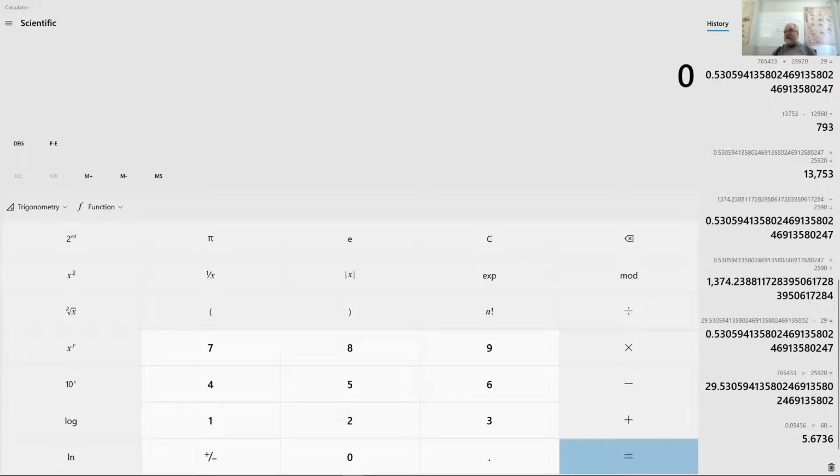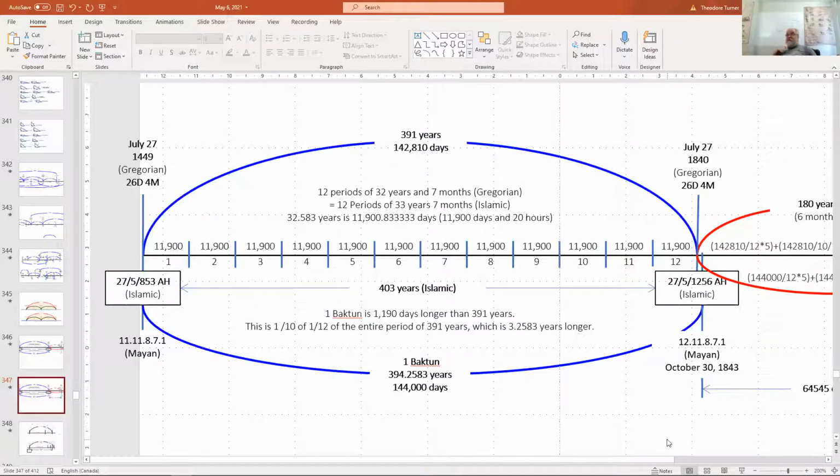So just to go back here, you can see this period of 391 years is 142,810 days. It's actually closer to 142,809 days and 20 hours, but we're just going to leave it at that for now. And you can see each one of these groups is 11,900.